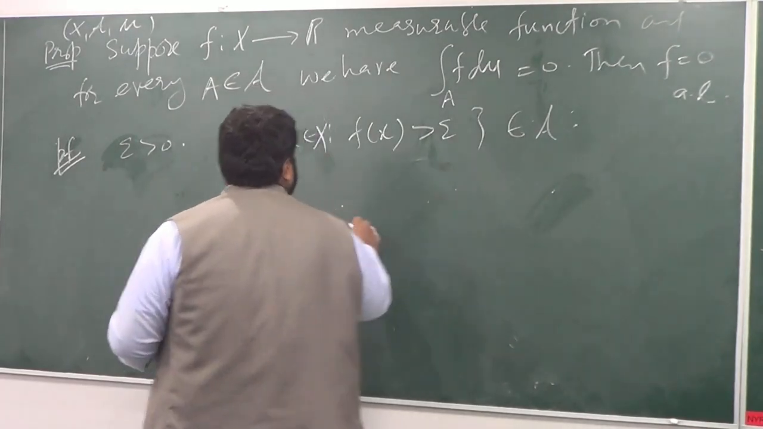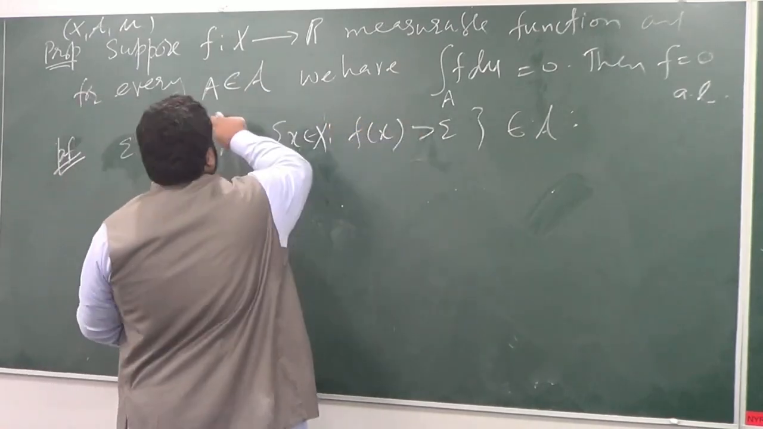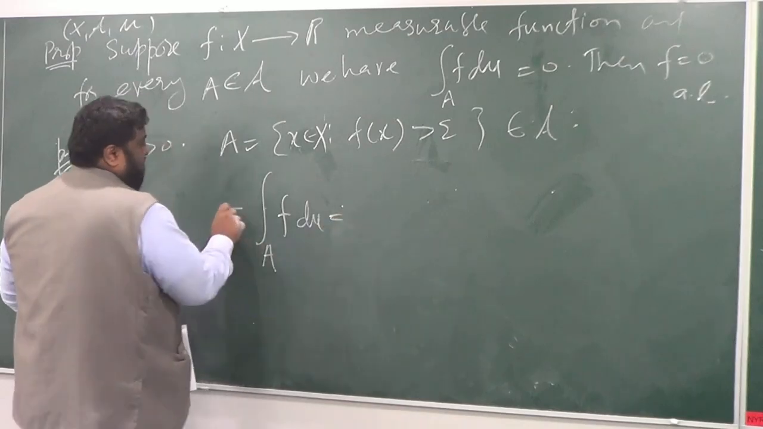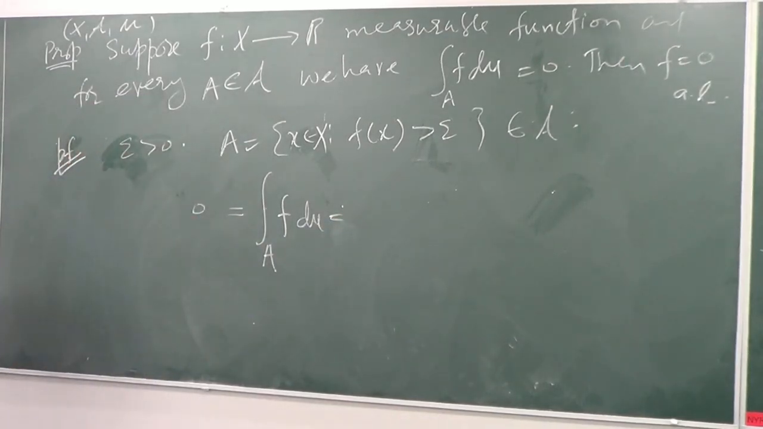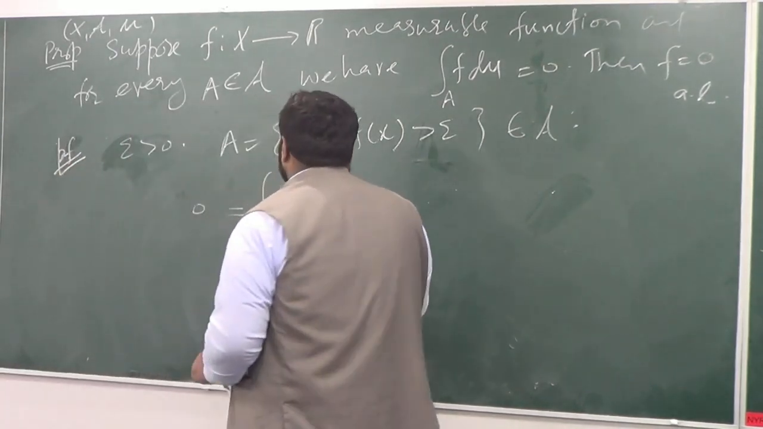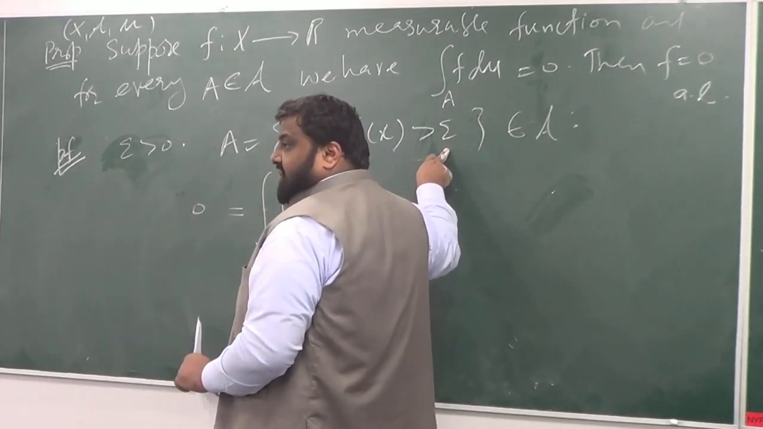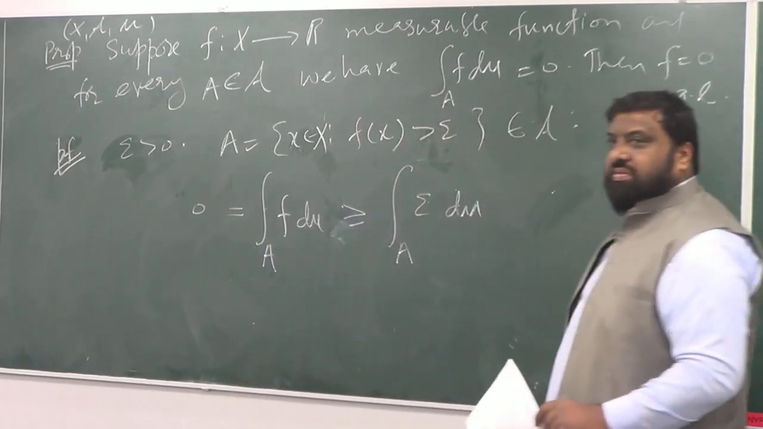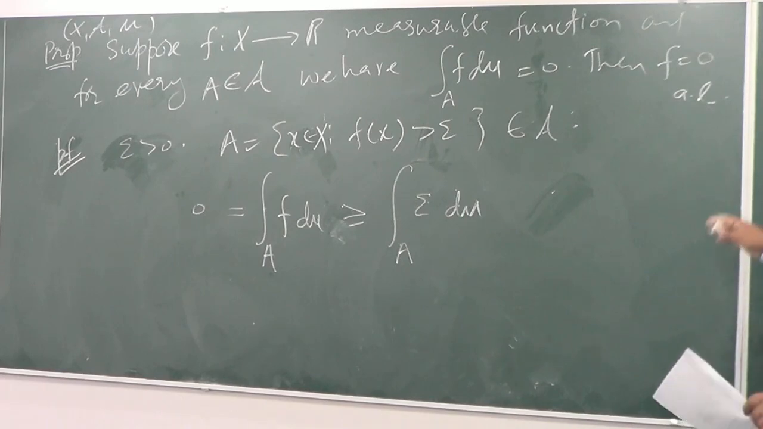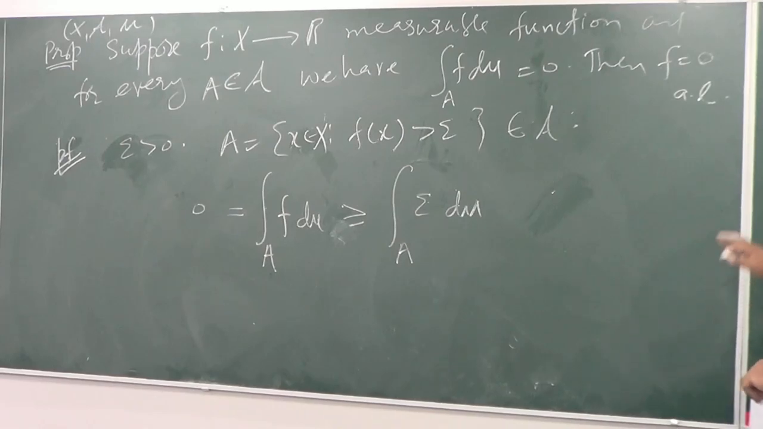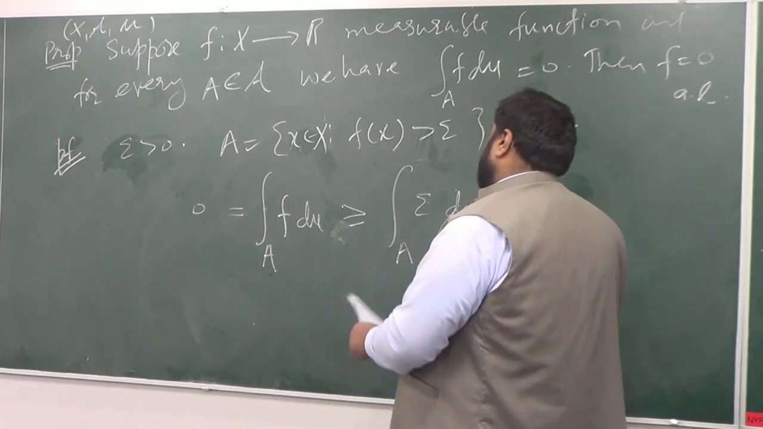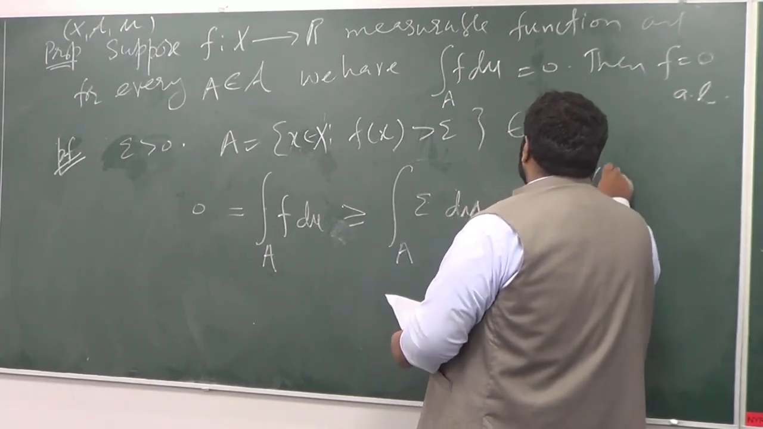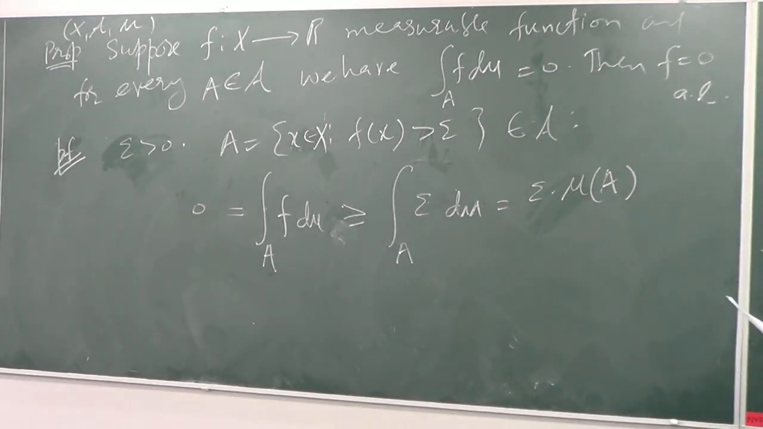So I know that since this set is measurable and f has the property that whenever a set is measurable, its integral is 0, that means the integral of f over A must be 0. But on such a set, f is bigger than epsilon. Now I would say that the integral of f over A must be bigger than or equal to the integral of epsilon d mu. Agree? If f is bigger than or equal to some number, then the integral would be also. So this is the same as epsilon times the measure of A, mu of A.